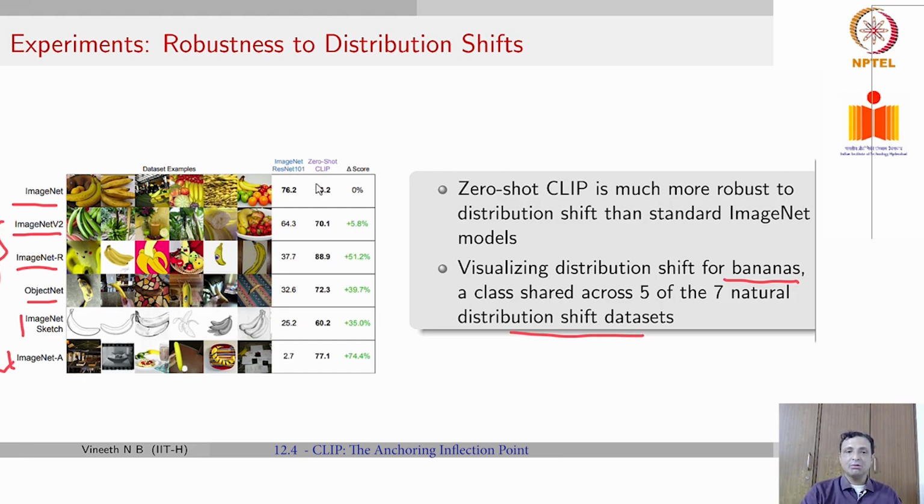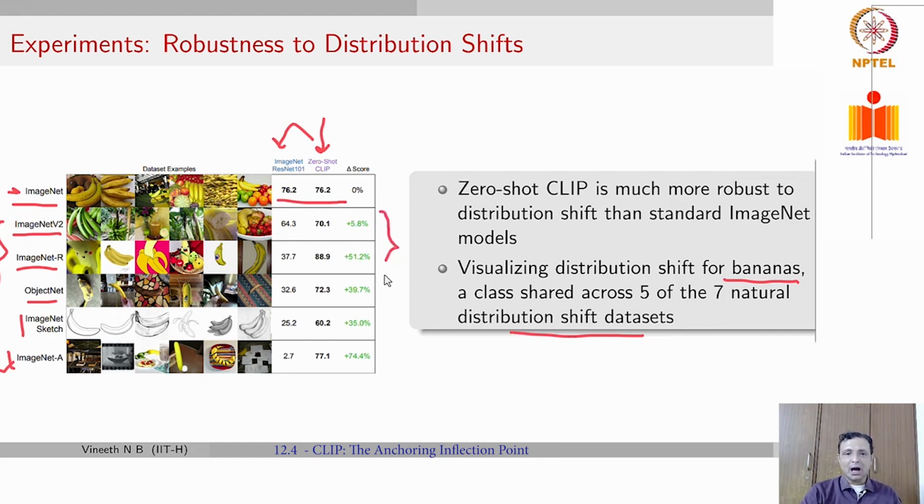And what we are doing here is we are comparing zero shot CLIP performance to a ResNet 101 model that's trained on base ImageNet on this first row here. We want to see how well it classifies the same banana class on newer other kinds of data sets that may have a distribution shift. In the first row, you see that zero shot CLIP performs as well as a ResNet 101 trained on ImageNet itself on a banana class. That's the base performance.